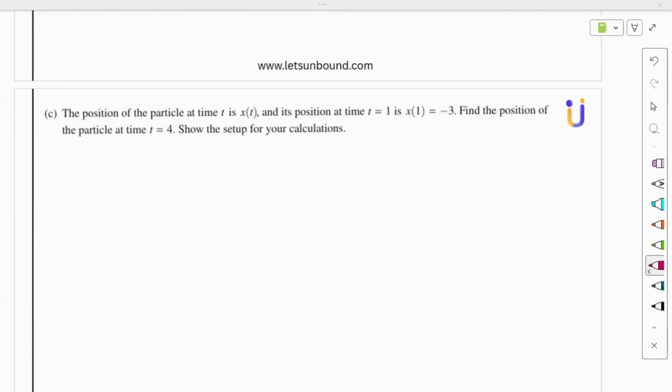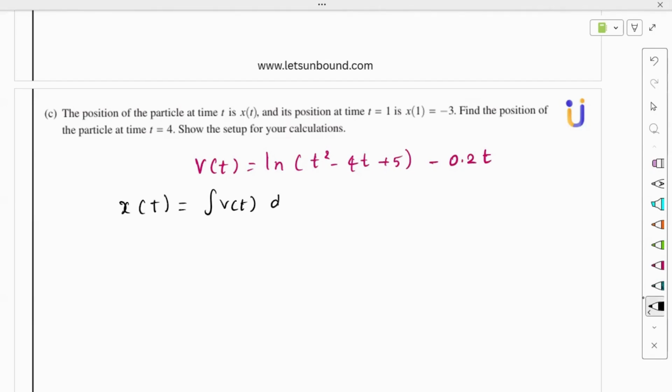Right. So velocity is given to us. From that you have to go to position. So anti-differentiation. So V of t is equal to ln of t square minus 4t plus 5, minus 0.2t. Okay, you need x of t. X of t means you integrate V of t dt. That's it. Now it's not an indefinite integration, it's a definite integration. So we have from time 1 to time 4.